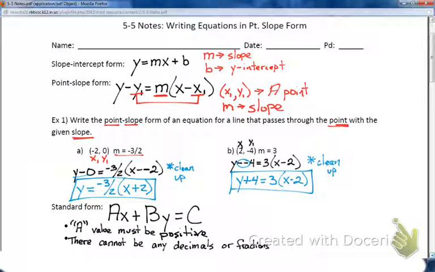And rule 3 here is that you must have the equation in the right order.